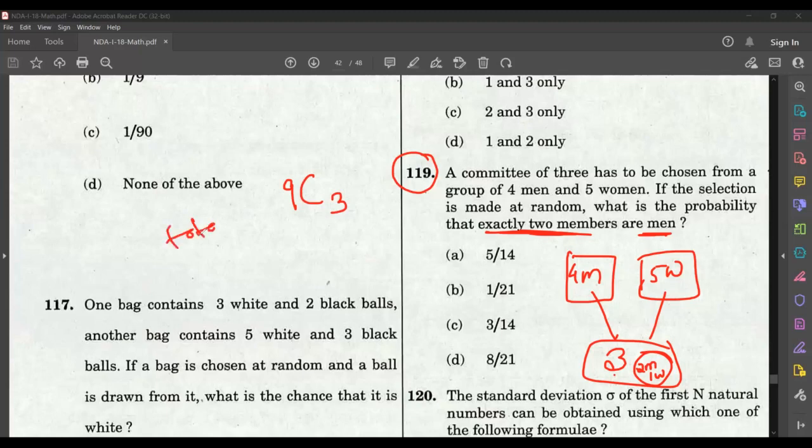So total combination, total ways of selecting 3 people from 9 people. We have 4 men and 5 women. So from them, we need 3 people. So number of ways of taking 3 people from this 9 people, it is 9C3, isn't it? 9C3.